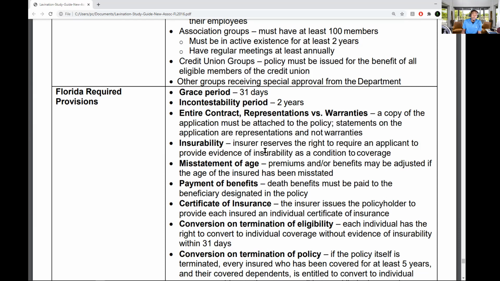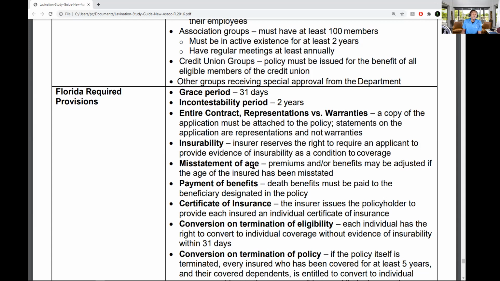Insurability. The insurer reserves the right to require an applicant to provide evidence of insurability as a condition to the coverage. So if they ask you to prove that you're in good health, you please do so.